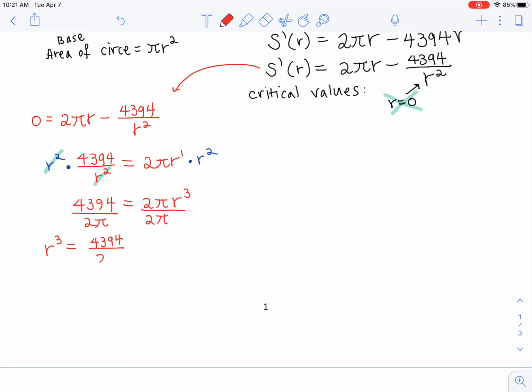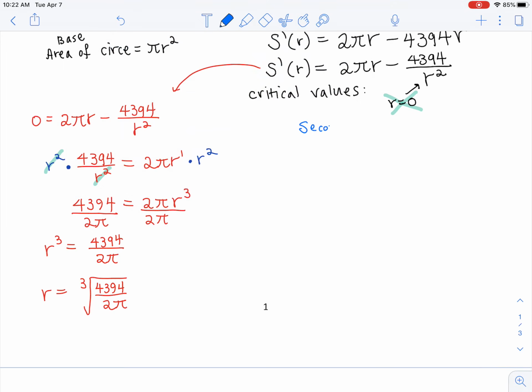Now I can solve this for the radius. Divide both sides by 2 pi. Radius cubed is equal to 4394 divided by 2 pi. That means radius is going to be the cube root of 4394 divided by 2 pi. Now that's a critical value.